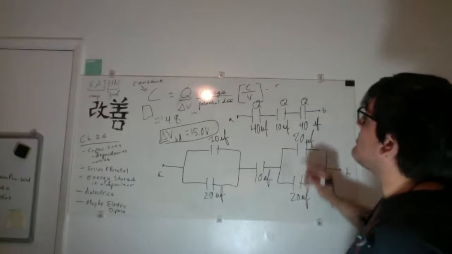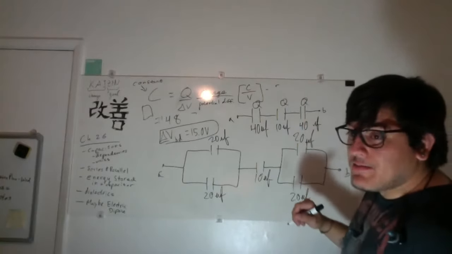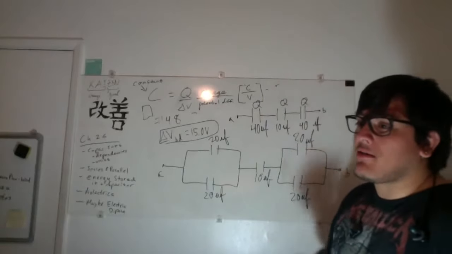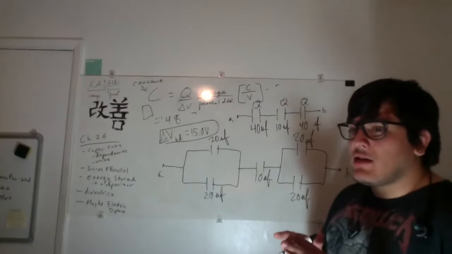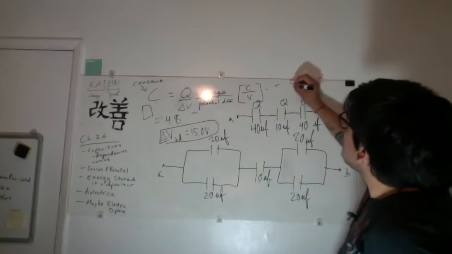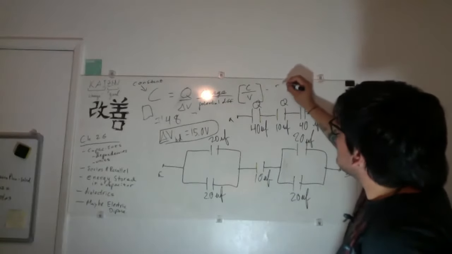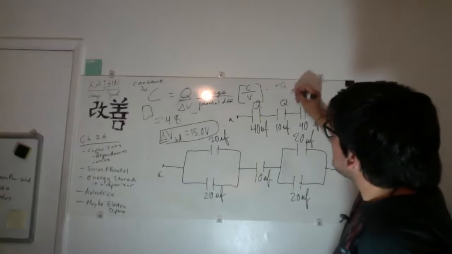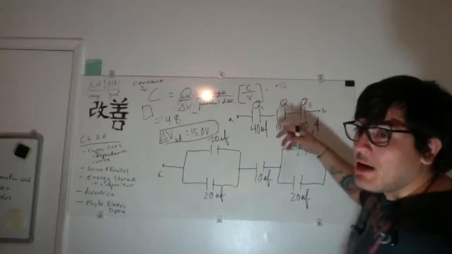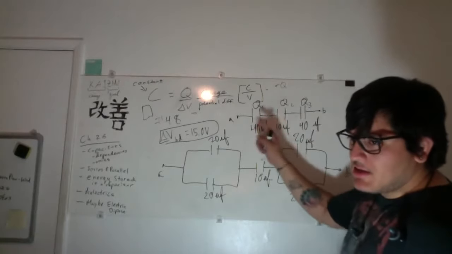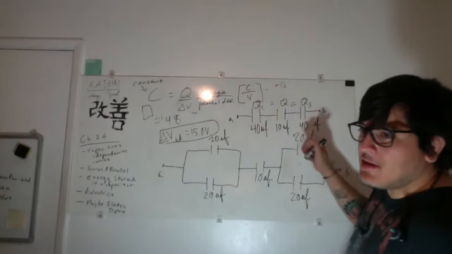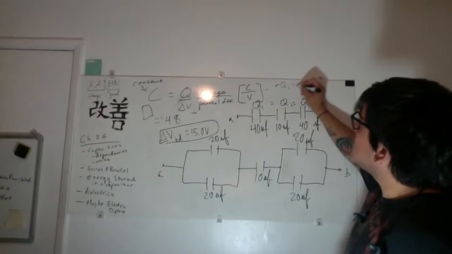So let me write that. They all have the same Q, right? But they have different C. They have different C values. So that will change our value of V. So Q. Let's say this is Q1, Q2, Q3. But we all know that these are all equal. I'm just labeling them.